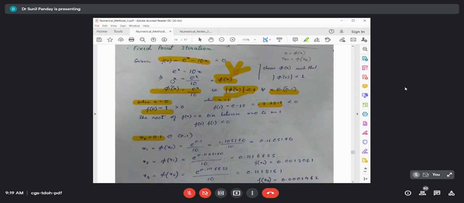So we have obtained x equals e raised to power x upon 10, and this is our iteration function. The left hand x is replaced by x_(k+1), and the right hand is e raised to power x_k upon 10. So to get this, x naught I have chosen as 0.1 within 0 to 1. Now to calculate x1, I substitute k equals 0 here.